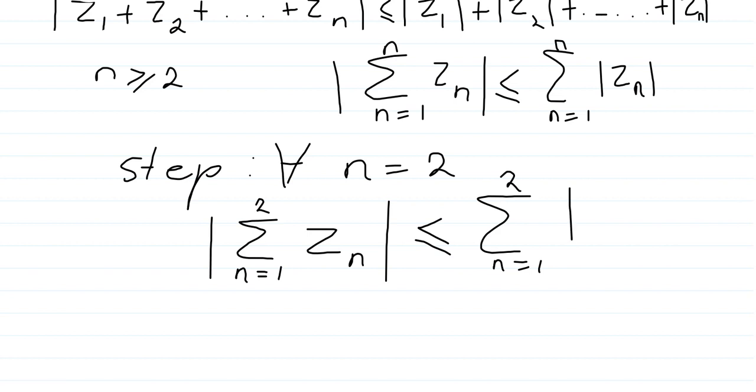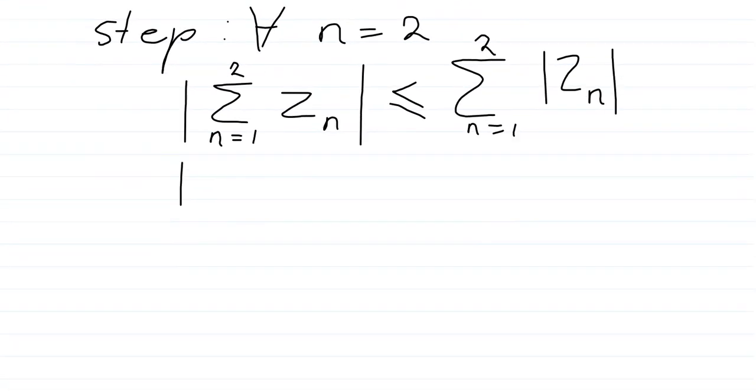Okay, now let's dive deeper. When n is 1, we're going to have z1. When n is 2, we are going to have z2. So this is where we're going to end. The same applies on the other side: when n is 1, we have z1, and when n is 2, we have z2. And that's where we end, because we are saying n is equal to 2.